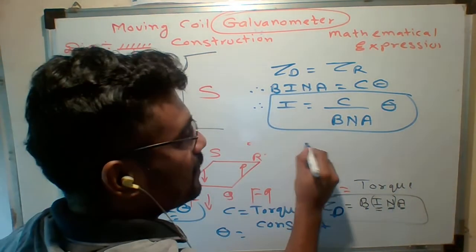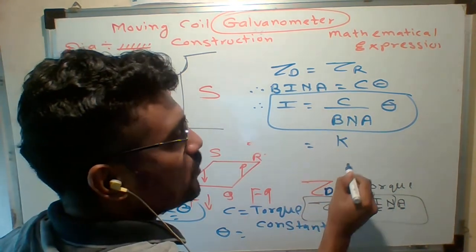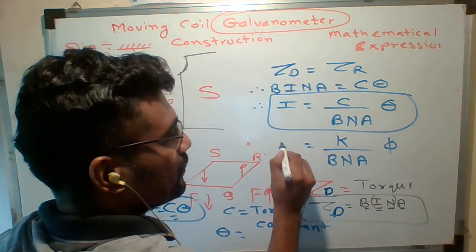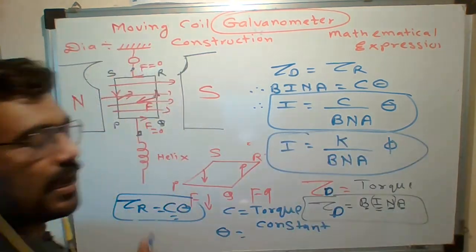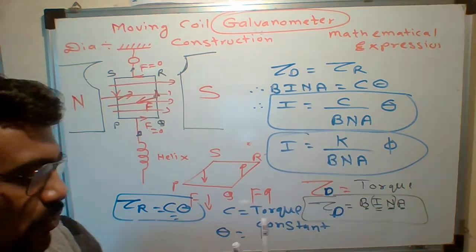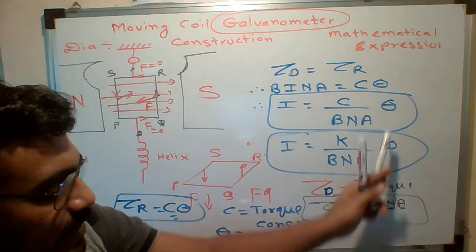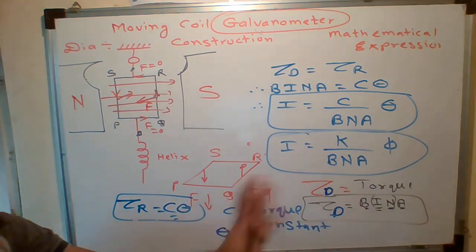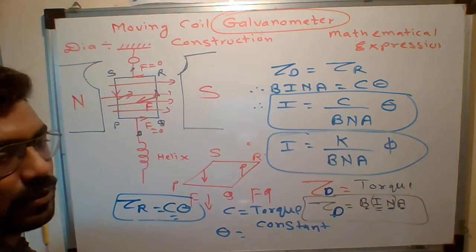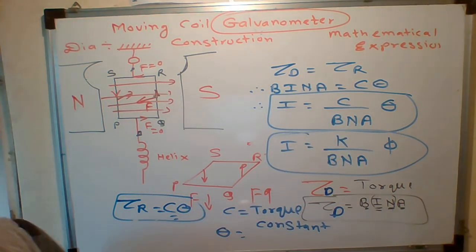In your syllabus, in your textbook, instead of C they use K, so don't be confused. And instead of theta, they use phi. So this is the formula for I. Instead of C they use K; K stands for torque constant, and instead of theta they use phi. So don't be upset, don't be confused. Sir told C upon B N A and the exam book gives K upon B N A, both have the same meaning. Hope you understood the construction, working and the mathematical formula of current flowing through the MC.